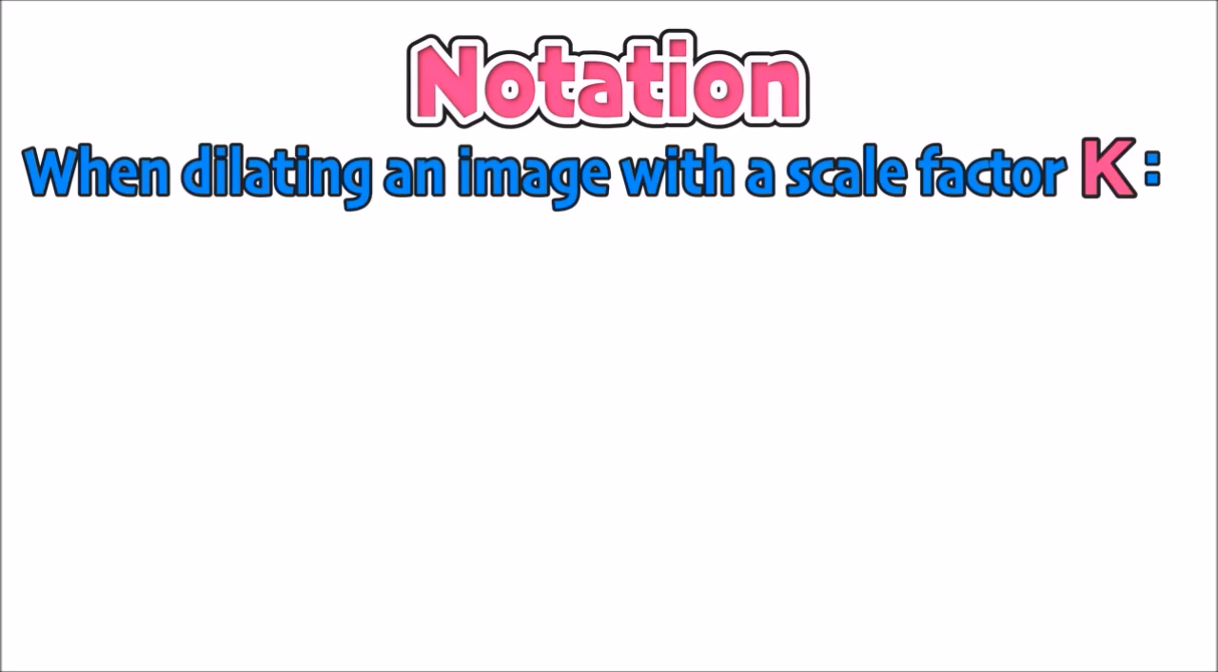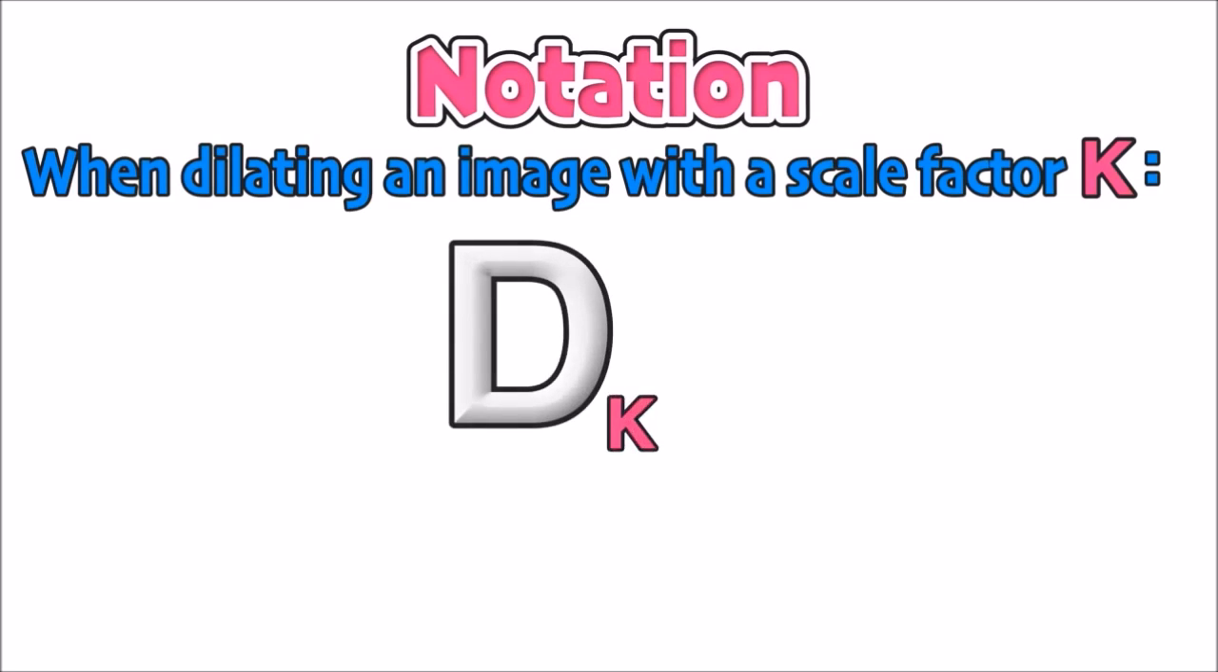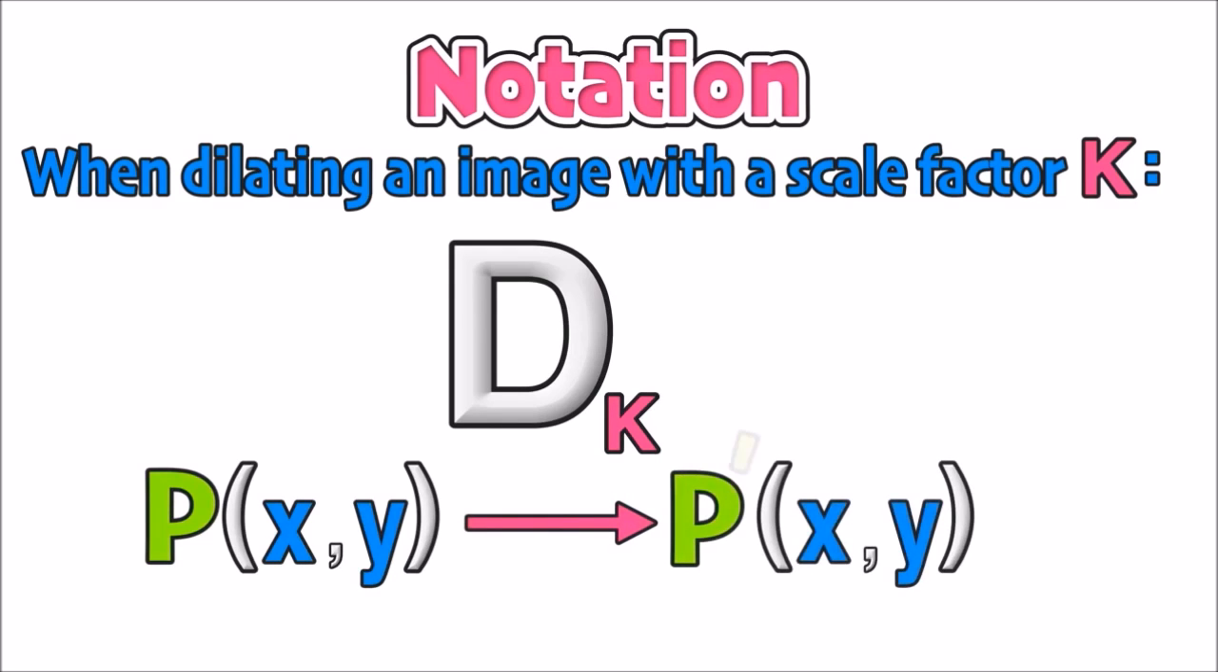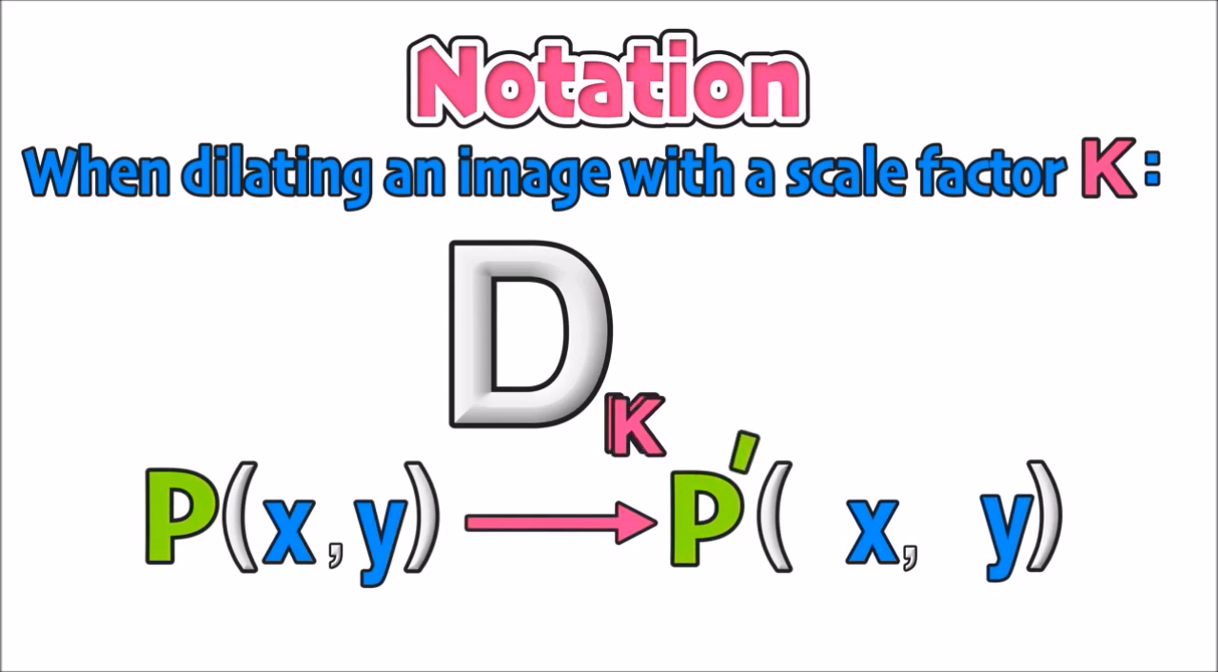When dilating an image with a scale factor of k, we use the following capital D notation. Dilating a point P with coordinates x, y to the new image P prime involves multiplying the scale factor by both the x and y coordinates. The new x coordinate will be the product of the scale factor and x. The new y will be the product of the scale factor and y.